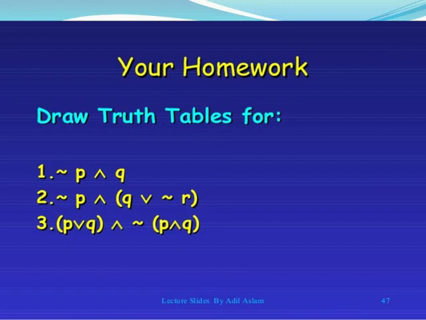Okay, first question, we have only 2 proposition P and Q, so write the columns for P and Q. Then we need a column for negation P. The last column will be negation P conjunction Q. Okay, do it yourself.